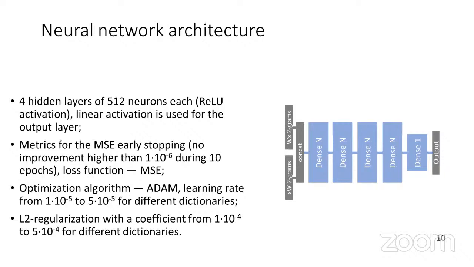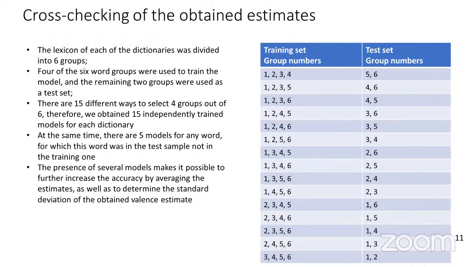So, about some results. Before the results, about the data: we divided our vectors into 6 groups of the same size. Four of the 6 word groups were used to train the model, and 2 different groups for tests. So totally we have 15 combinations, and this is good for statistics and for more reliable training.